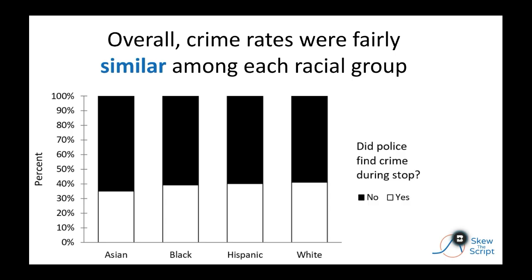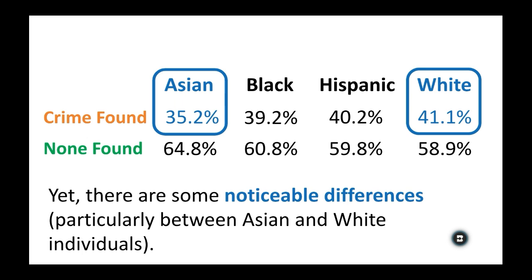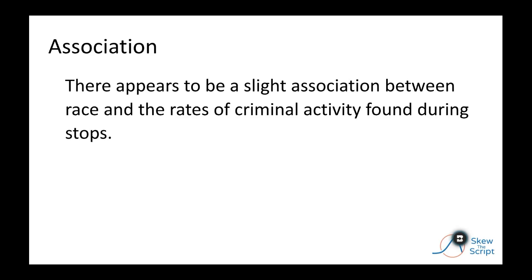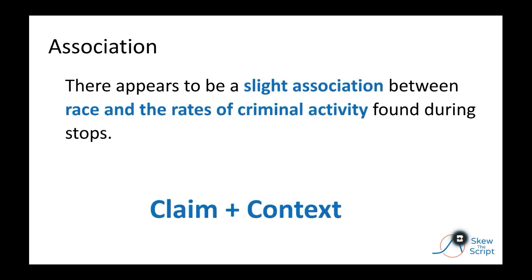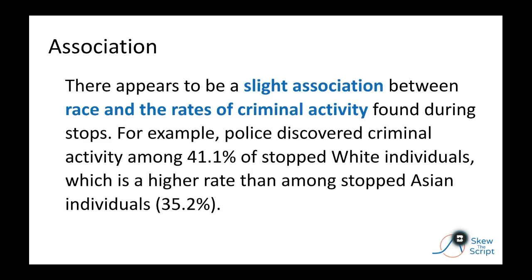So remember that we saw that overall crime rates were fairly similar among each racial group. Yet there were some noticeable differences, particularly among Asian and white individuals. In describing this association, we can say that there appears to be a slight association between race and the rates of criminal activity found during stops. Here I've made a claim that there's a slight association, and I included context by mentioning the two variables, race and rates of criminal activity.